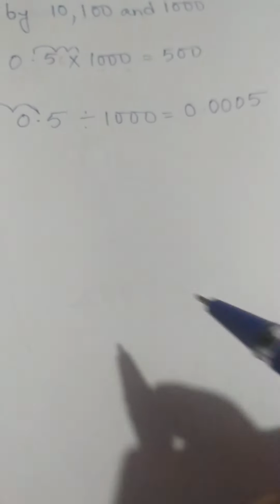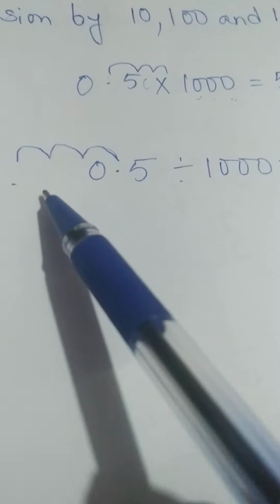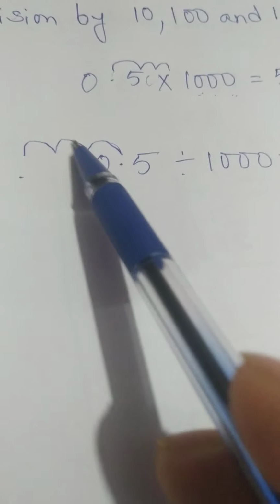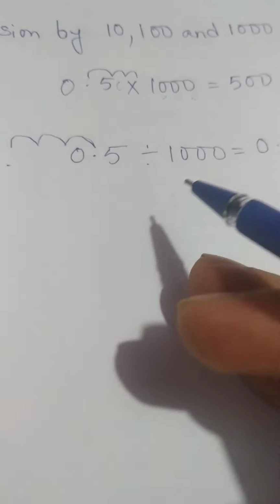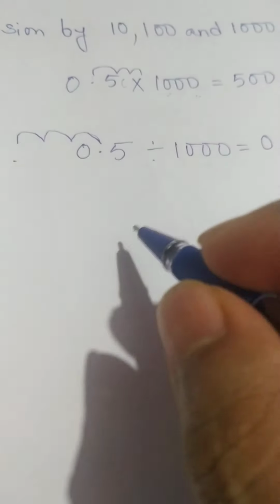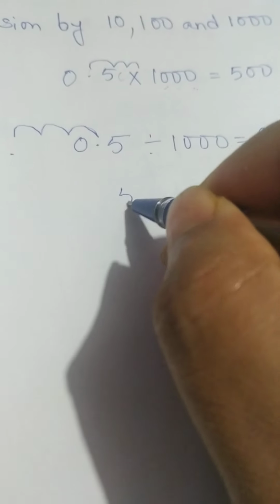Right? So what I'm doing is just the opposite of multiplication, where I'm just taking it backwards. That's it. That's a simple thing which you need to do. Just the opposite of multiplication. So let's say 5 divided by 1000.